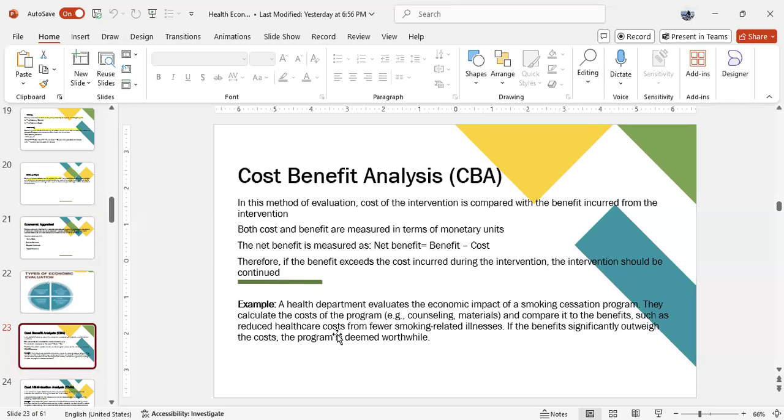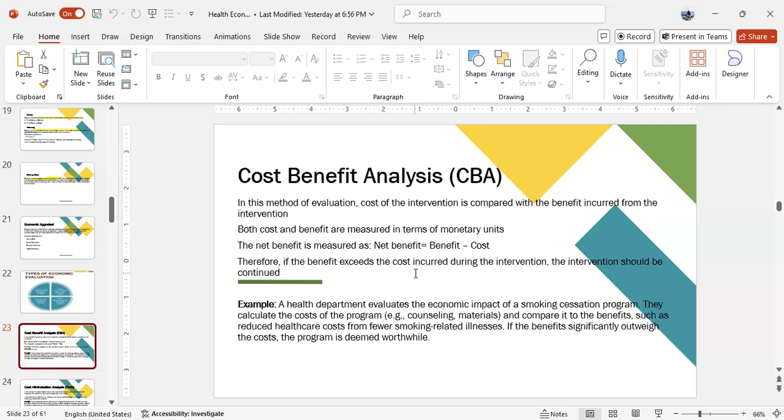In this method of evaluation, cost of the intervention is compared with the benefit incurred from the intervention. Both cost and the benefit are measured in terms of monetary units. The net benefit is measured as net benefit equals benefit minus cost. Therefore, if the benefit exceeds the cost incurred, the intervention should be continued.